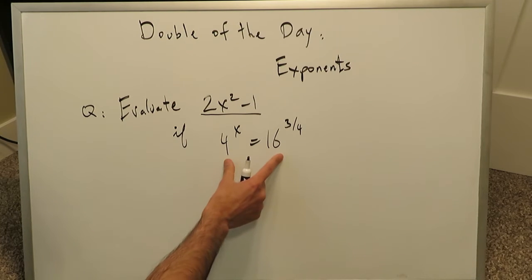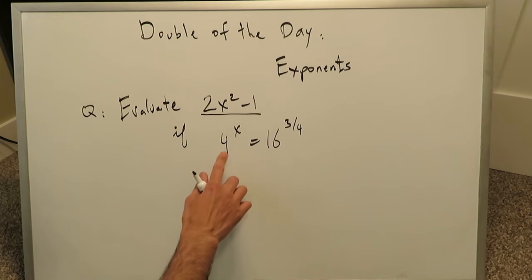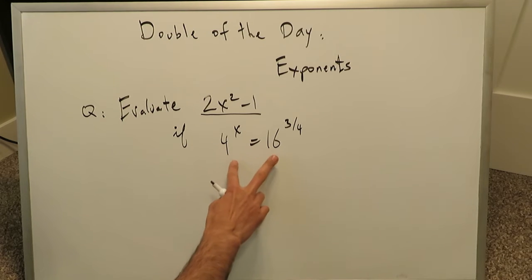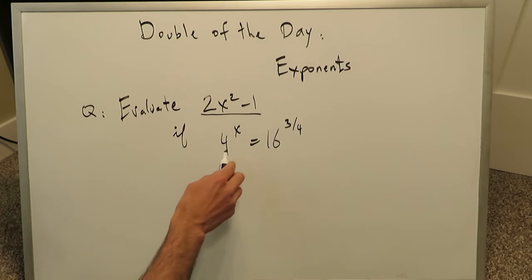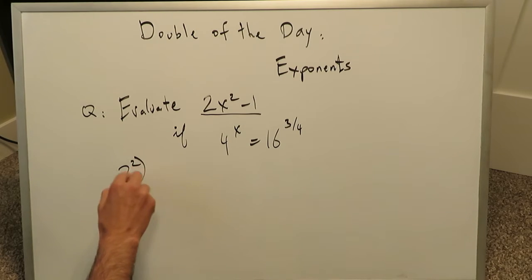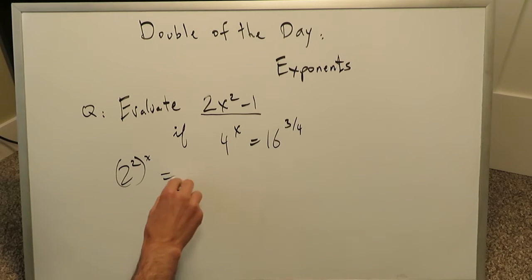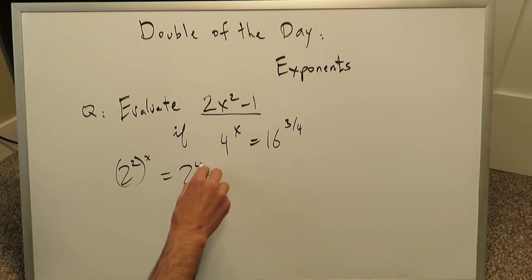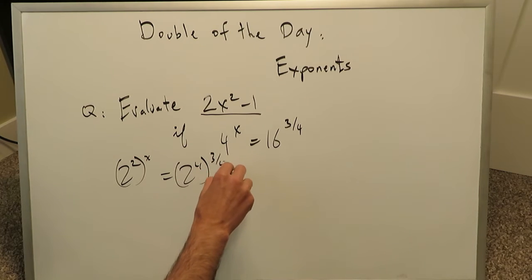You got to think of everything here in terms of common bases. You have 4 and 16. You can convert all of this into a common base of 2. 4 is 2 squared to the power of x because there's an x sitting out, and then 16 is 2 to the power of 4 with a 3 over 4 sitting out.